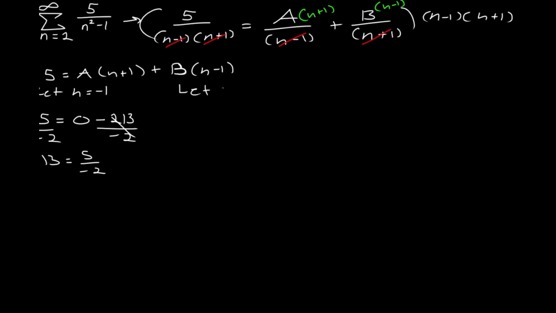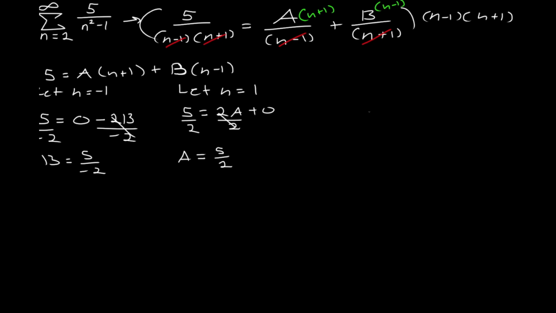Let's let n equal 1. That's going to get rid of the b, and it's going to give us a 2a. So we'll have 5 is equal to 2a plus 0. Divide 2 on both sides, and then we get a is equal to 5/2. Great. But now what can we do with that?